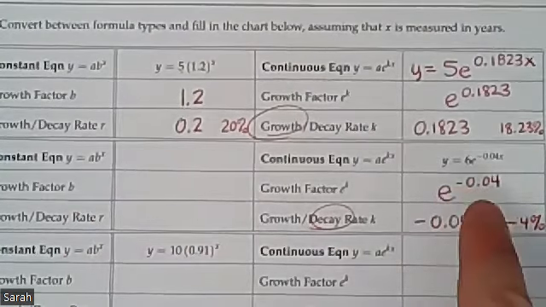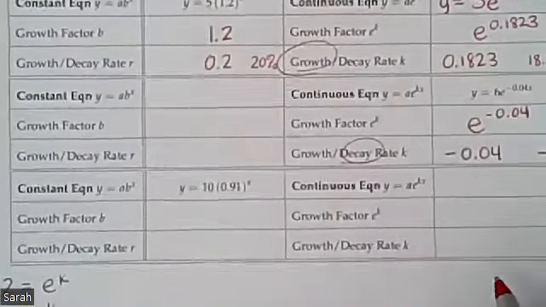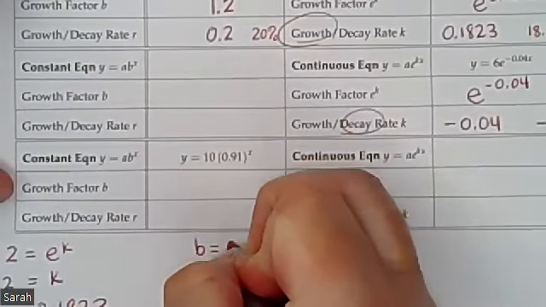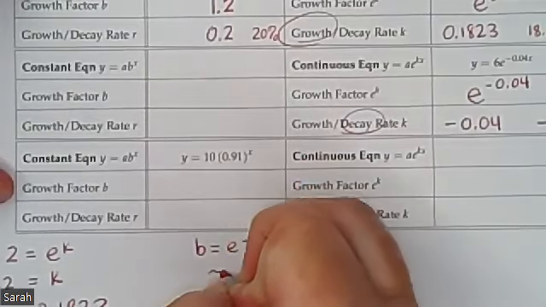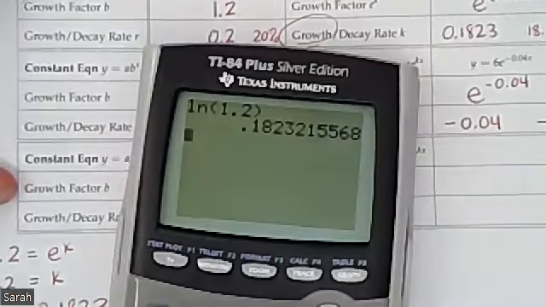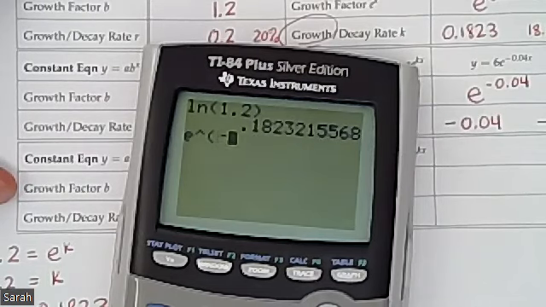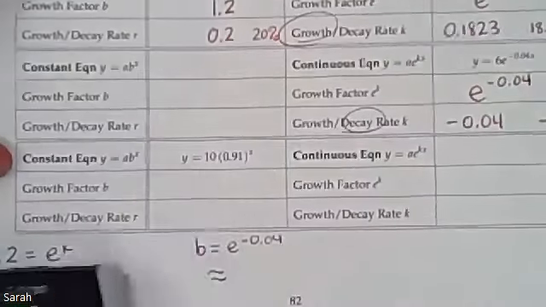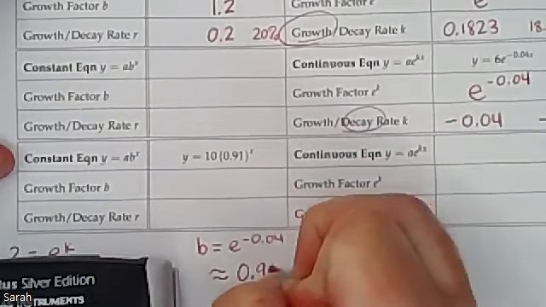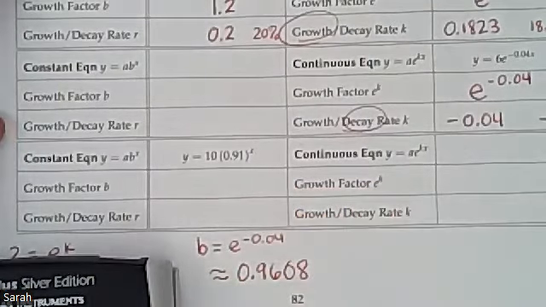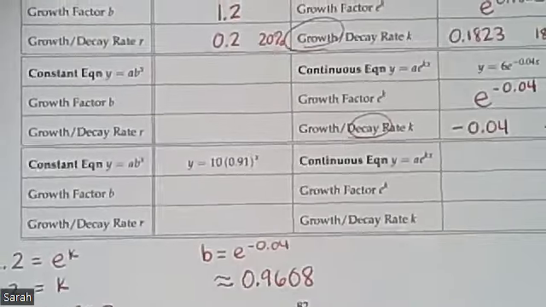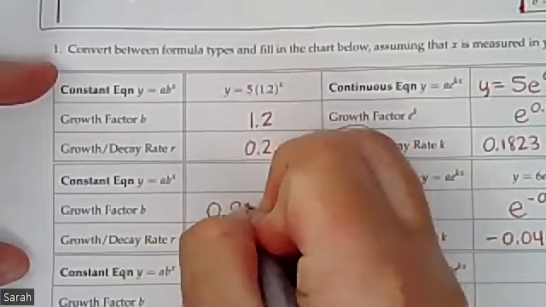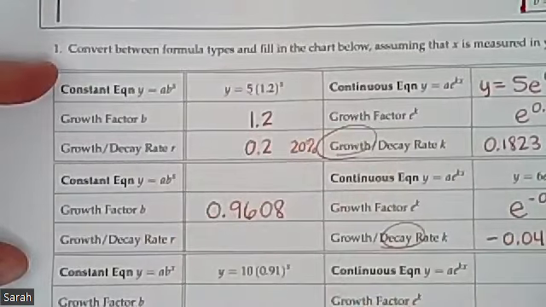It's actually easier to go from the continuous to the constant, and that's because we don't have to solve anything. We just need to put a couple of buttons in the calculator. So I know b is equal to e to the negative 0.04, and I'll just put that in the calculator. I get 0.9608 if we round. And so that gives me b, so you can fill that in here, 0.9608.